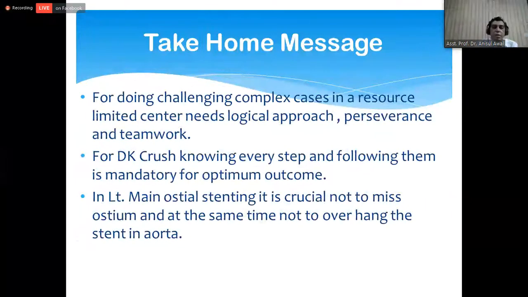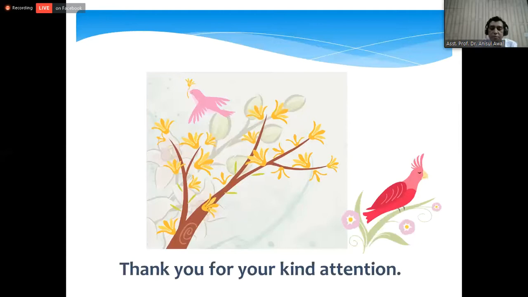And my take-home message: doing challenging cases like complex cases in a resource-limited center like us needs a logical approach, perseverance, and teamwork. DK crush, knowing every step and following them, is mandatory for optimum outcome. And in left main ostial stenting, it is crucial not to miss the ostium, and at the same time not to overhang the stent in the aorta. With these few words, thank you very much for your kind attention.